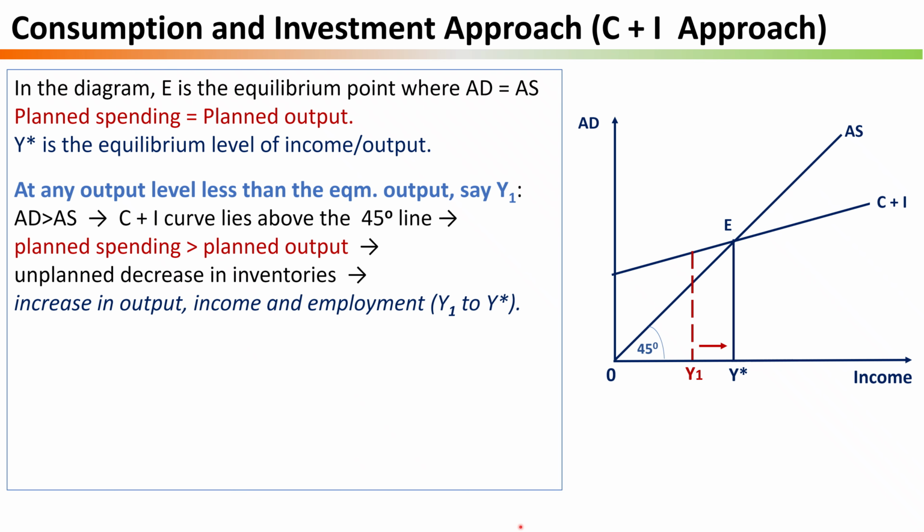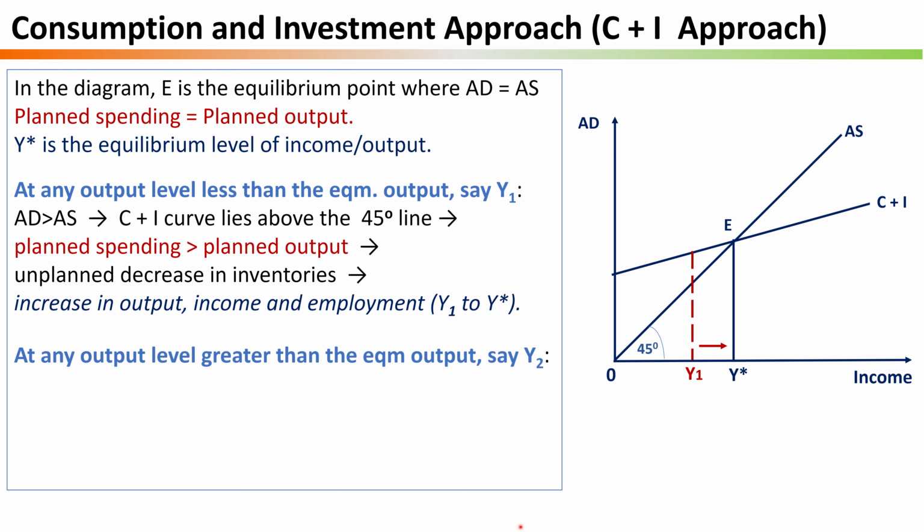The decrease in inventories acts as a signal for the firms or the producers to increase their output levels. And when output or production increases, income and employment levels also increase. So there is an increase in output, income, and employment levels from Y1 towards Y star till equilibrium is restored.